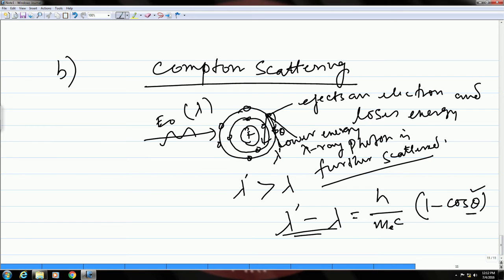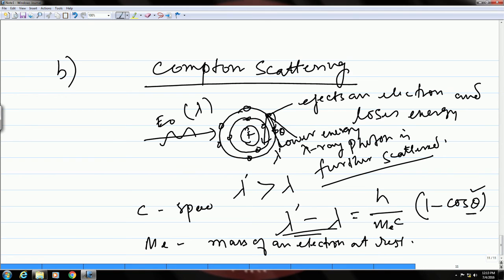So, lambda in this case is the wavelength of the incident X-ray photons, lambda prime is the scattered wavelength, h is Planck's constant, m is known as the mass of an electron at rest, c is again the usual parameter which is the speed of light, and theta is the scattering angle.